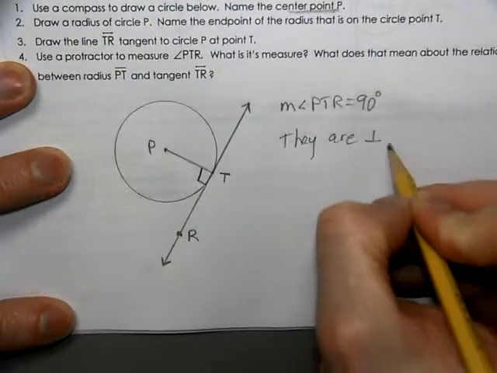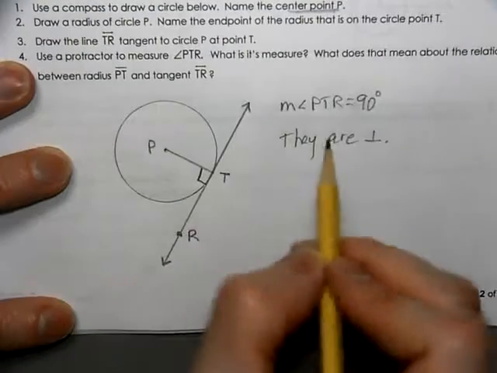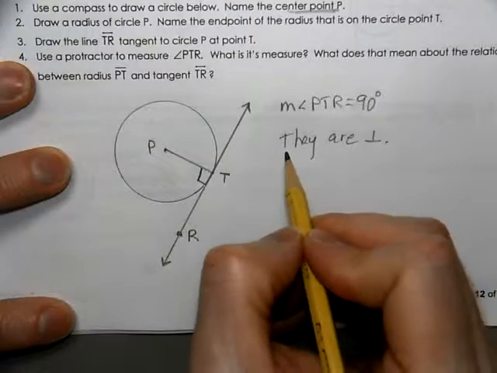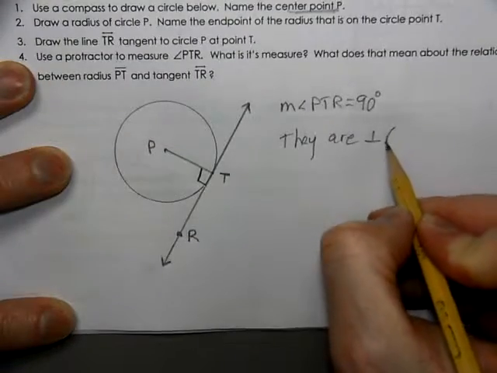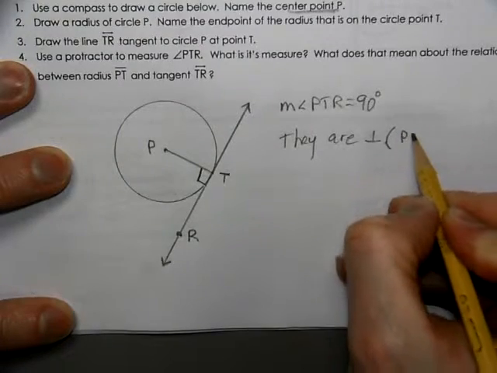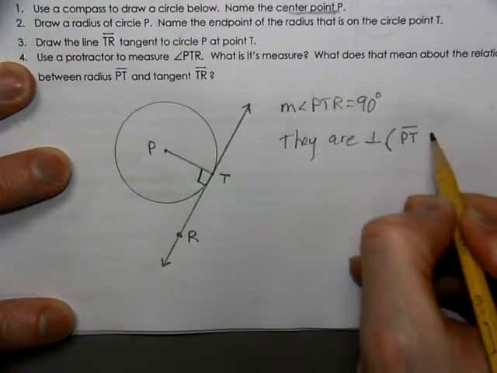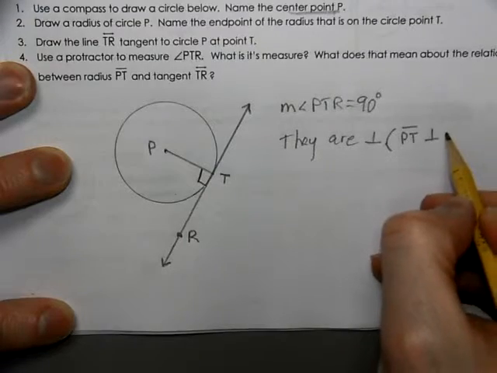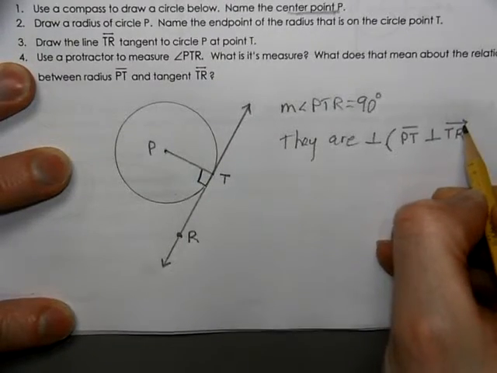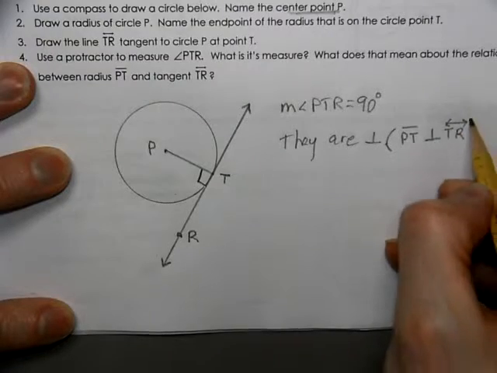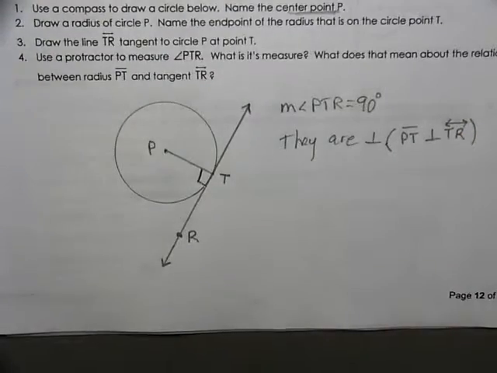They are perpendicular. That would be PT is perpendicular with TR. Segment PT and line TR are perpendicular.